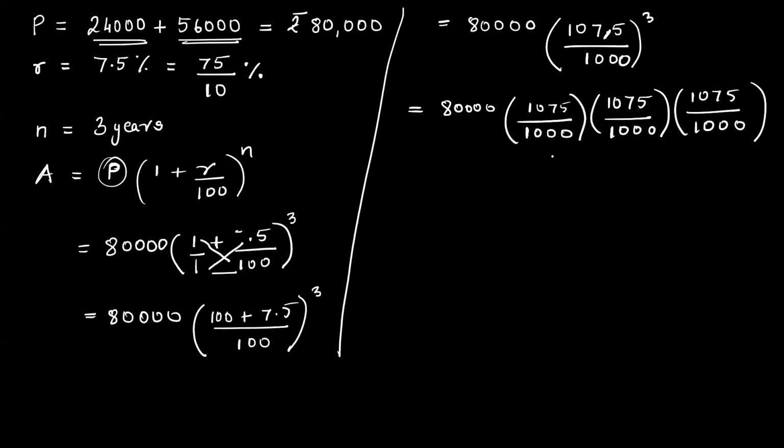Nothing can be cancelled here. Sir, these 3 brackets. Sir, I am checking, sir. Something cannot be cancelled directly. Sir, 1000 and 3 brackets. You can cancel the zeros, no?